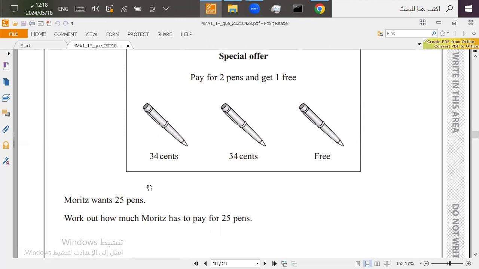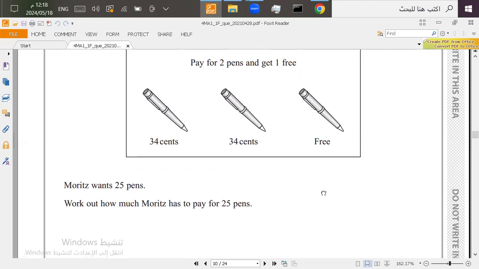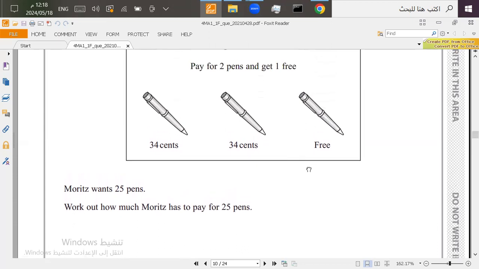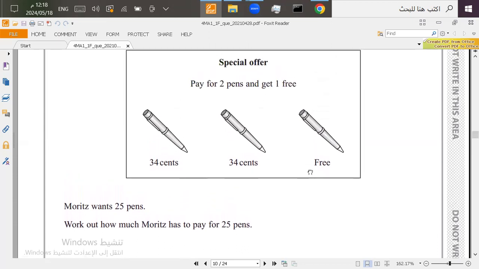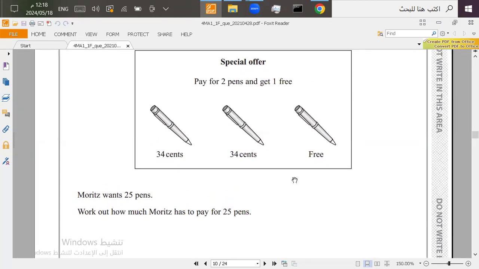So as we said, we know that he wants 25 pens. With the offer, you can pay for two pens and get one free. Now we're going to work out how much he has to pay for 25 pens. Now, how do we do this? Let me show you here. Let's put the offer here.